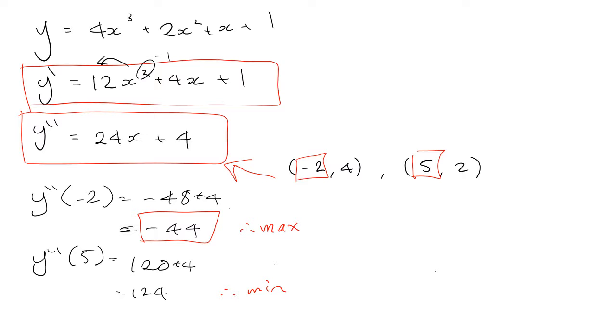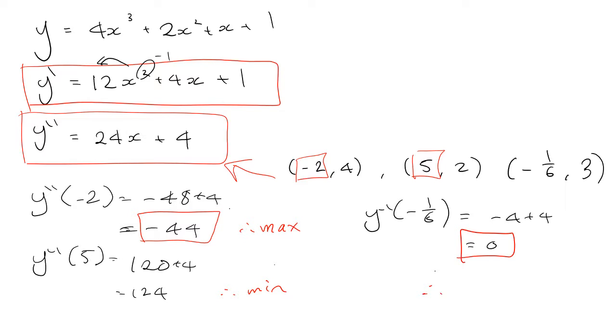Okay, so what if we had another stationary point at (-1/6, 3)? Well, first substitute into y dash dash of -1/6. That becomes -4 plus 4, that equals 0. And when this value is equal to 0, that means the stationary point is a point of inflection, or SPOI. So these three concepts are really important.